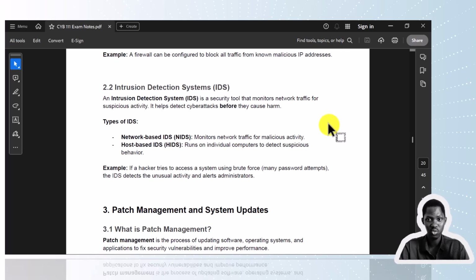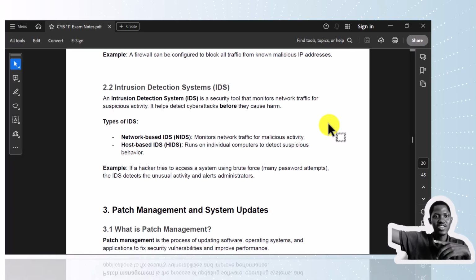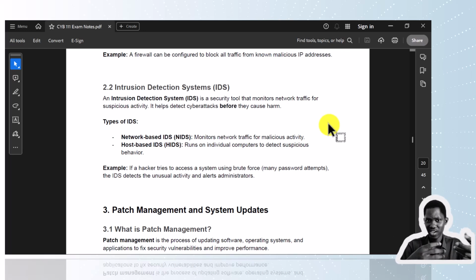Now, an example: if a hacker tries to access a system using brute force, that's trying to guess your password using many password attempts, the Intrusion Detection System detects this unusual activity and alerts administrators. So that's what IDS will do. When it detects suspicious activity, it will alert the people that are in charge, the administrator. Something is happening. There's a suspicious activity going on the network, on the device. That's what IDS does, and that's everything it does. Monitors and alerts.